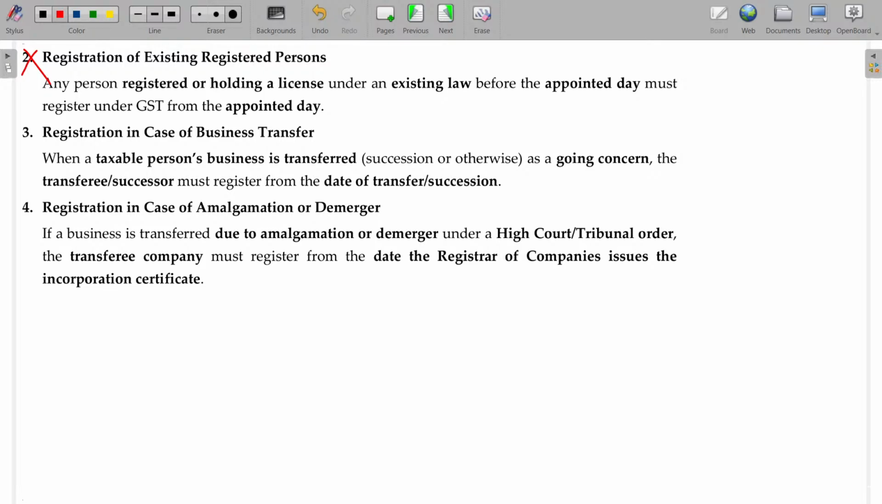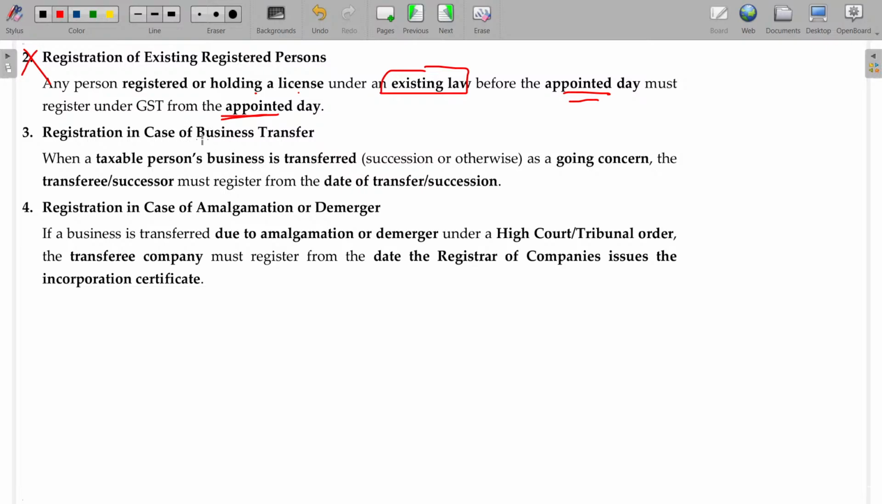But later, many persons cancelled their registration because they do around 6 lakhs and 7 lakhs, while the GST limit is around 20 lakhs, no? Most of the persons who registered under Tamil Nadu VAT automatically shifted to GST, later cancelled. But anyhow, it is outdated now, right? So, we now have only the GST world. Any person registered or holding a license under existing law before the appointed date of this GST, registers under GST on that appointed date. Automatically, they become registered persons under GST. It's not applicable now. Is that okay?